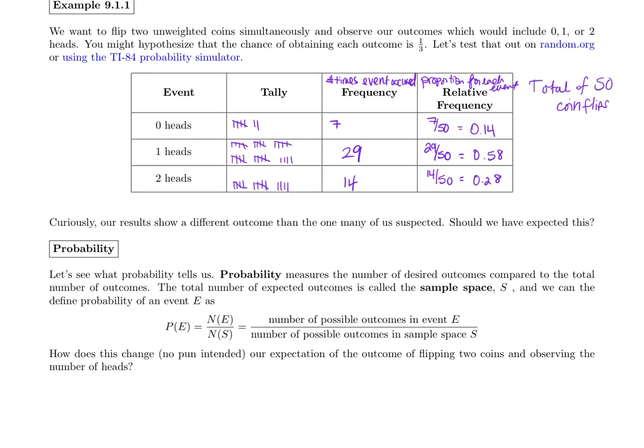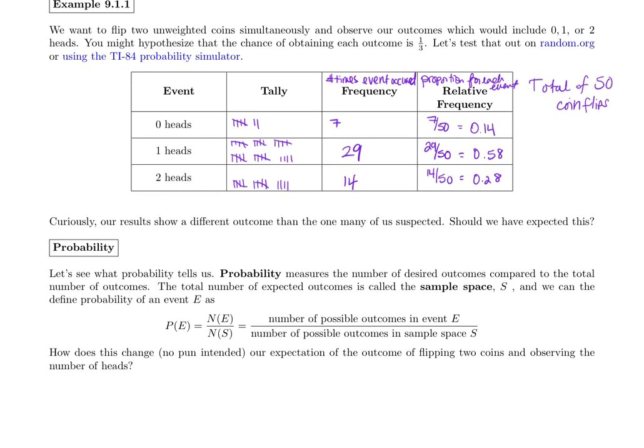So should we have expected this? Well, let's talk a little bit about some probability theory. Probability measures the number of desired outcomes compared to the total number of outcomes. The total number of expected outcomes is called the sample space S. We can define the probability of an event E as the number of possible outcomes in event E divided by the number of possible outcomes in a sample space S.